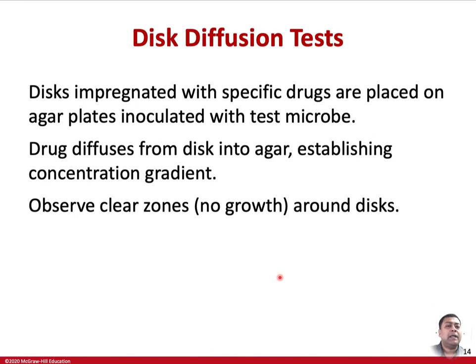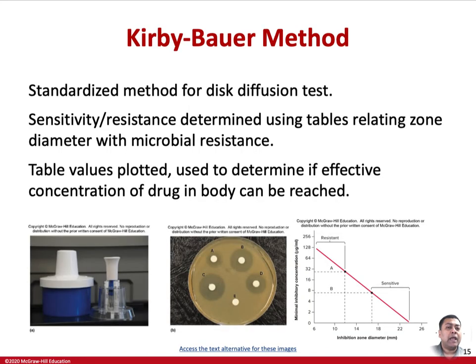The next one is the disc diffusion test, where paper discs impregnated with specific drugs at specific concentrations are placed on agar plates inoculated with a test microbe. The drug diffuses from the disc into the agar, establishing a concentration gradient. And we can observe a clear zone of no growth around the disc, and we can identify which is a more effective antibiotic. So let's take a look at exactly how we do this. This is the Kirby-Bauer method. This is a standard method for the disc diffusion test.